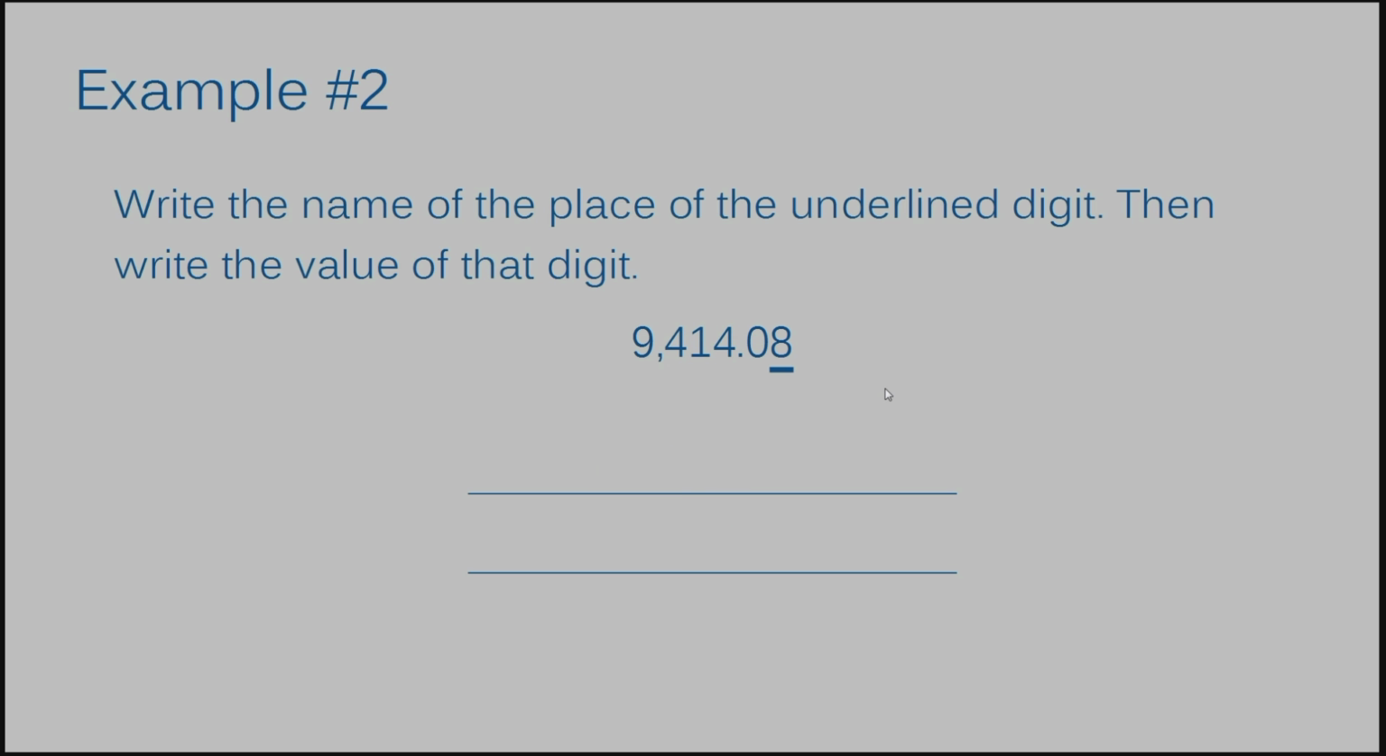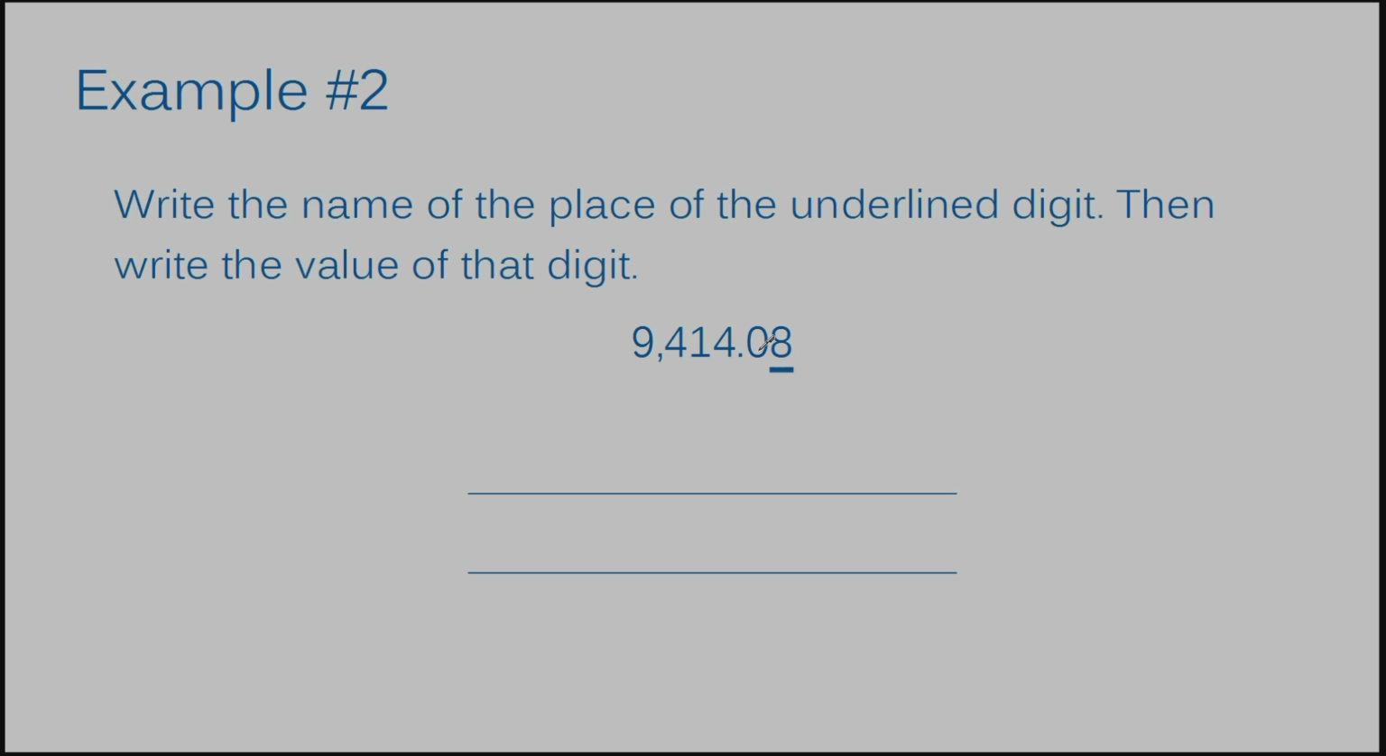Example number 2. It says write the name of the place of the underlined digit, then write the value of that digit. So we're doing the same thing as last time. The name of the place of the underlined digit, okay? We're 2 spaces to the right of the decimal. If you remember on that chart, on the direct left side of our decimal, we had a ones position, but on our right side, we don't start with a ones place. There is no ones place.